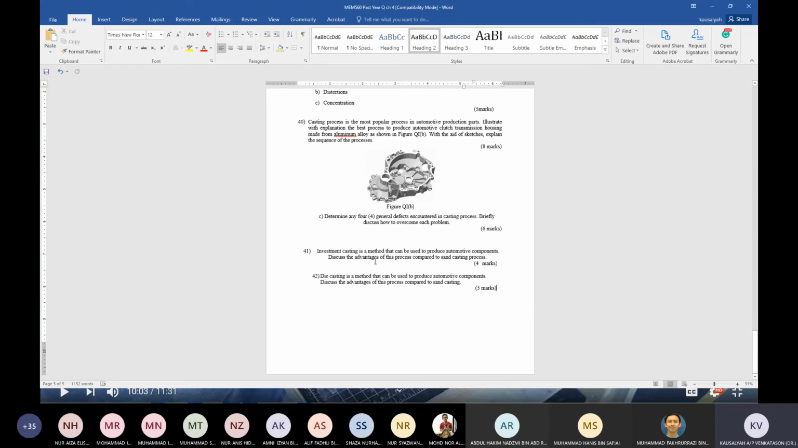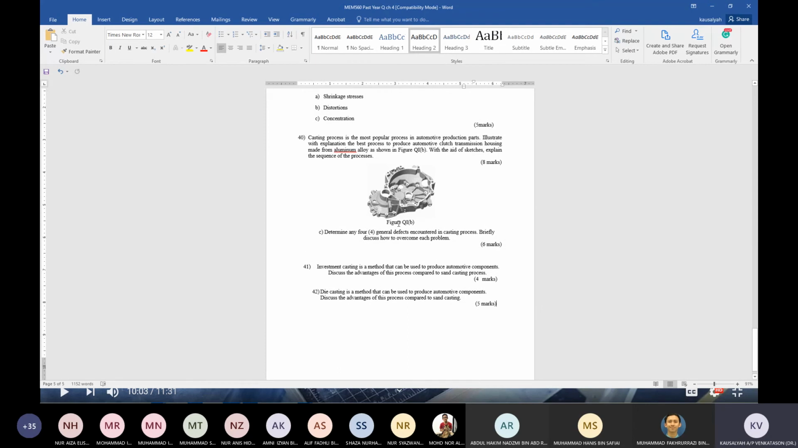The advantages of investment casting: you can get multiple products, the surface finish is smoother, and you can get more intricate details in comparison to sand casting. So like that, you can give your advantages. This is a casting process again for automotive products. Illustrate with explanation the best process to produce an automotive clutch transmission housing made from aluminum alloy as shown over here. Explain the sequence of the process.